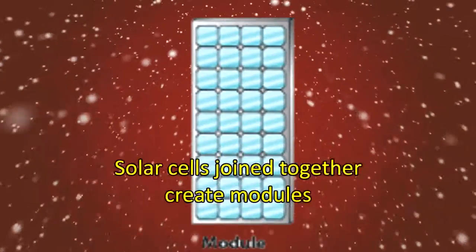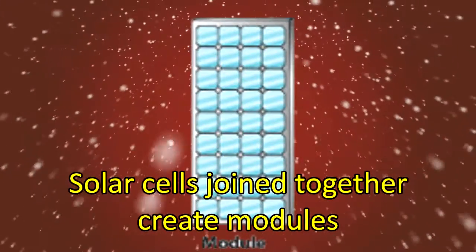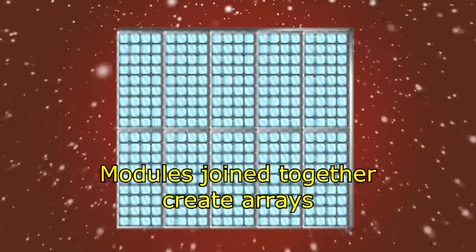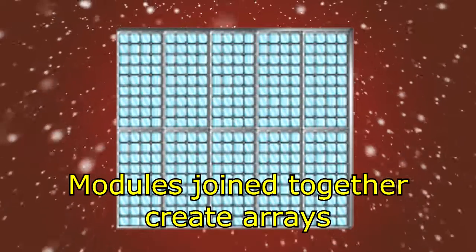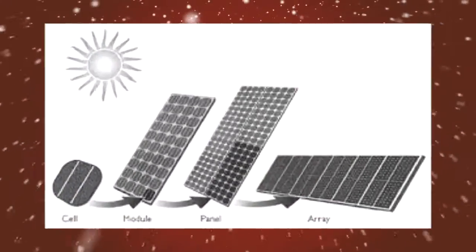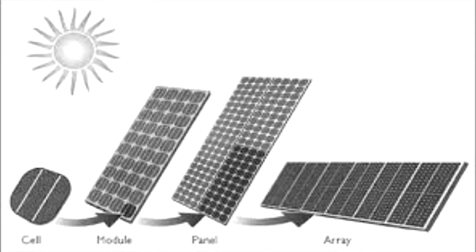PV systems can still produce electricity on cloudy days, but not as much as on a sunny day. If more power is needed, several modules can be installed together on a building or on the ground level in a rack to form a PV array. PV arrays can be mounted at a fixed angle facing south, or they can be mounted on a tracking device that follows the sun, allowing them to capture the most sunlight over the course of the day.